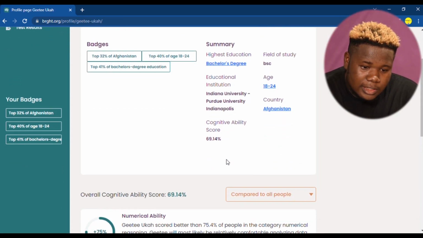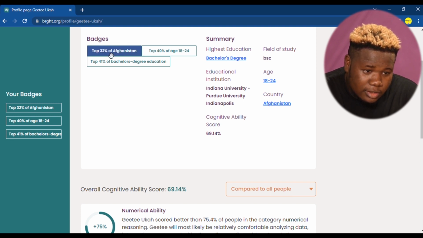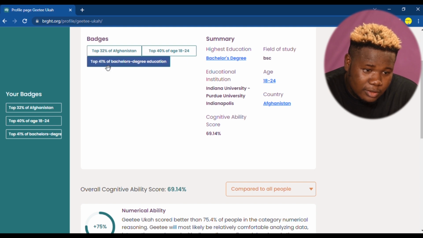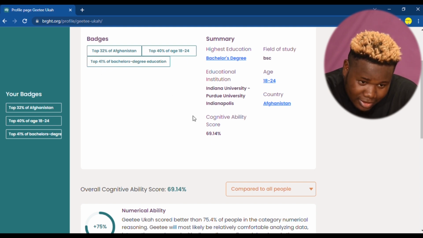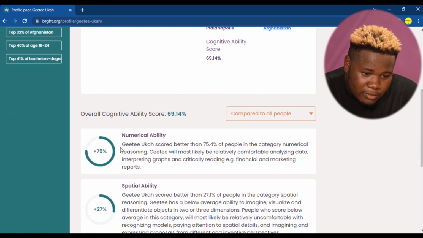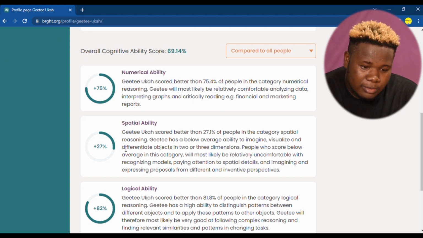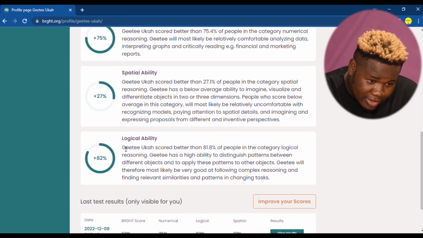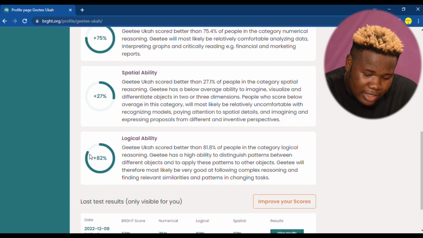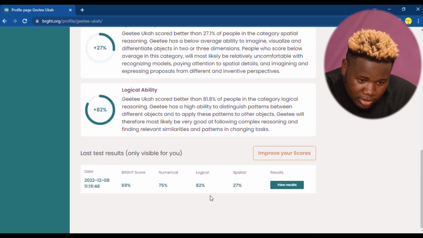Wow. 69%. Not bad. Top 32 of Afghanistan, top 40, top 41, 69%, numerical ability 75, not bad, spatial ability, yeah, terrible, 27, logical ability, not bad at all, I'll take that.